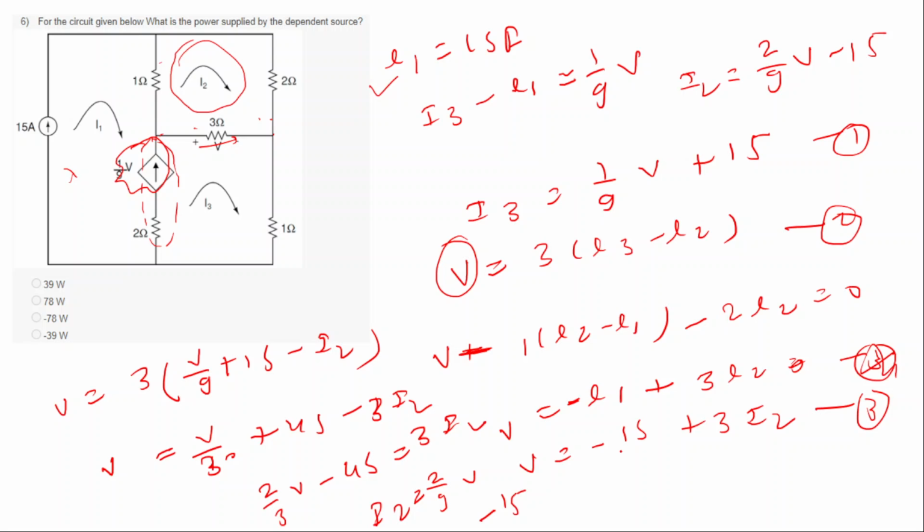Okay, so this I2 value, or even 3 I2 value, we can put here in the third equation. So if we put the 3 I2 value minus 15, so 3 I2 value is our 2 by 3 V minus 45. Okay, so this side will become 1 by 3 V by 3 equals minus 60. So V will be equal to minus 60 multiplied by 3.